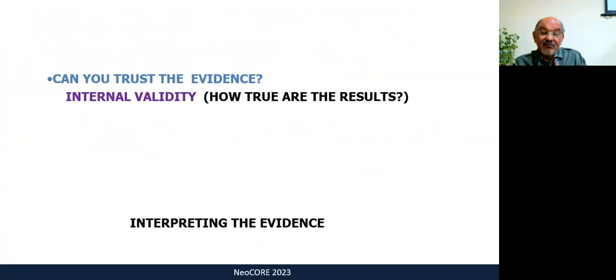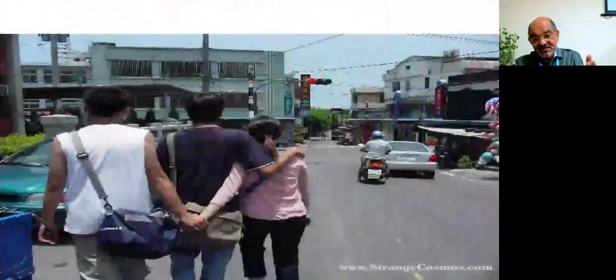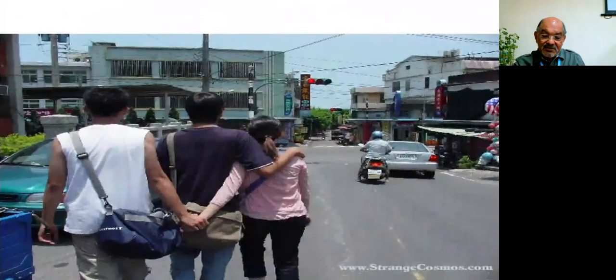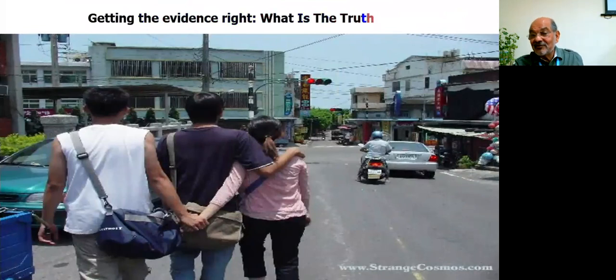For that, this will help you interpreting the evidence, because internal validity is true wherever in the world you read the article. That's the actual results. External validity depends on where you are and the circumstances you're under and where you want to use it. Okay, so this will help you. What does this tell you? You're searching for the truth, no? What is the truth here?